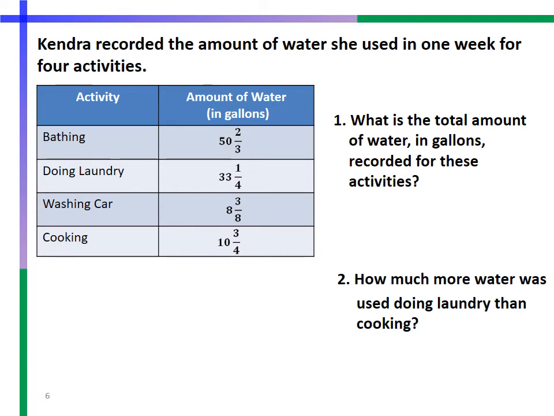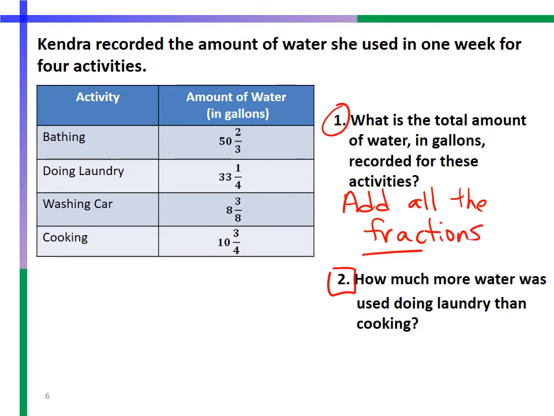And so what I'm going to do is tackle this second one in this part of the video, but I'm just going to mention for the first one, add all the fractions. For the second one, we're going to tackle that one. Subtraction is a little bit different. So doing laundry, she did 33 1/4 minus cooking is 10 3/4.